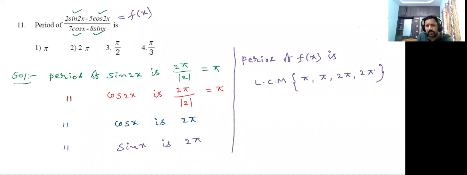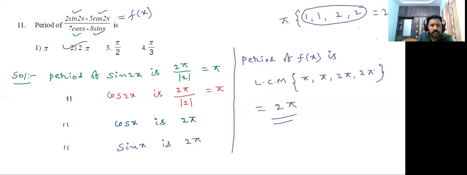What is the common term? Pi. Take outside. Remaining 1, 1, 2, 2. What is the LCM of 1, 1, 2, 2? That is 2 or not? Finally, answer is 2 pi. Second option is correct.